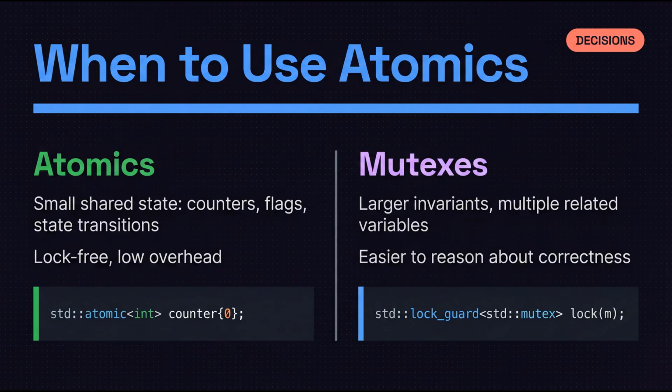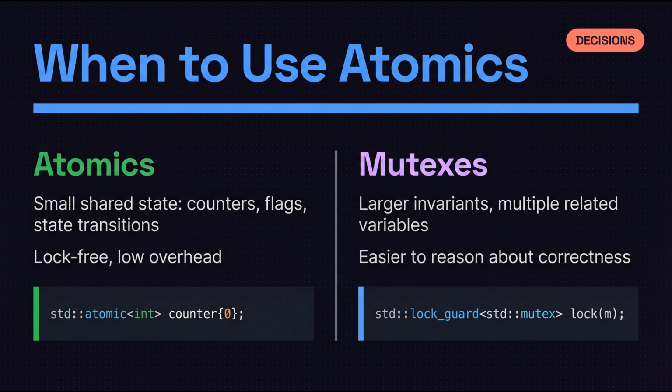When should you use atomics versus mutexes? Atomics are right for small shared state: counters, flags, state transitions. A single atomic integer can be incremented by multiple threads without a mutex. It's lock-free and low overhead.